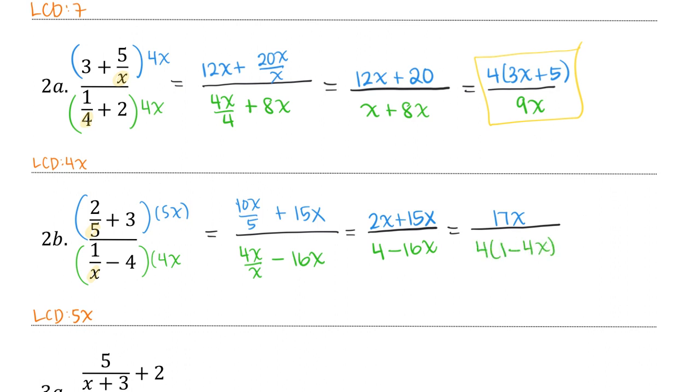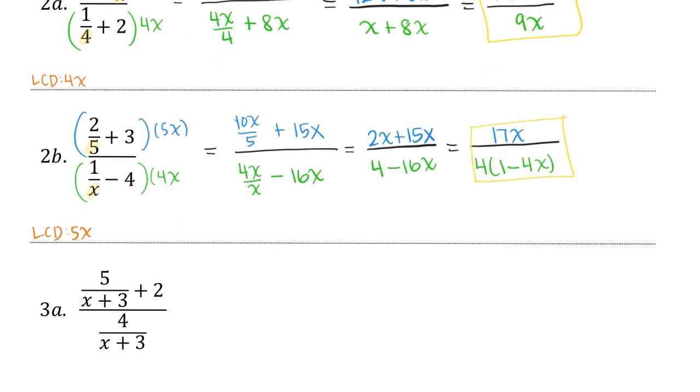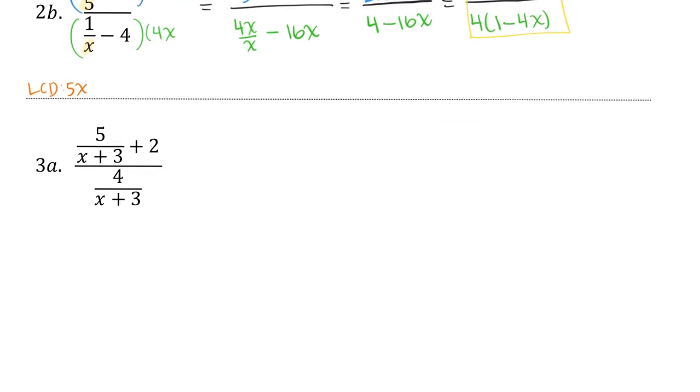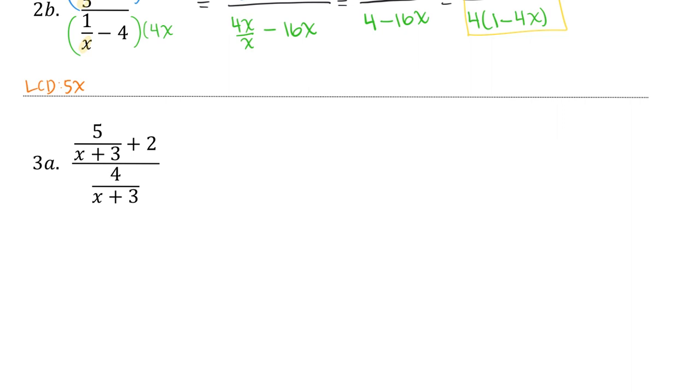Does anything cancel? Nothing cancels, so factoring was not actually helpful, but it never hurts to factor because sometimes something might cancel. Okay, let's try 3. And if you think they're getting harder, they're getting a little harder. Okay, I have fractions on my fractions, so let's look at the denominator. x plus 3. They both have x plus 3, so the least common denominator is the x plus 3.